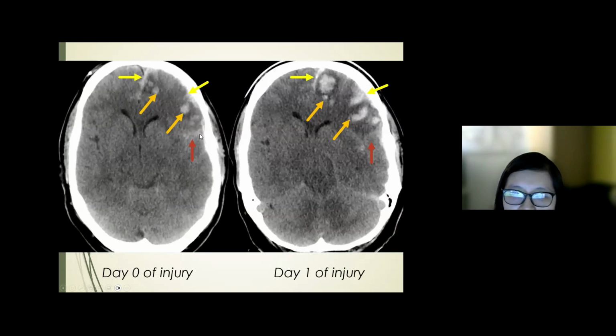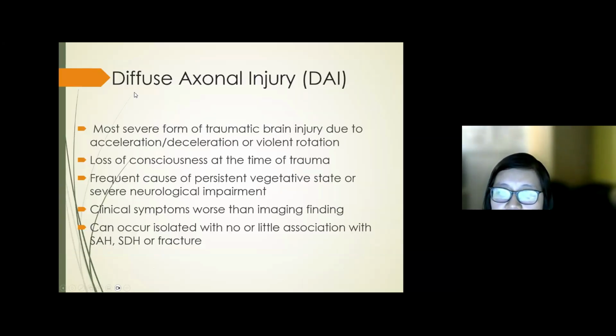And other than that, the patient also has a subarachnoid bleed and also a subdural bleed in the frontal and also interhemispheric region. So one day later, the patient repeated the CT scan, and we can see that the contusional bleed is now larger in size, and the surrounding edema is worsened and causing a mass effect onto the left lateral ventricle.